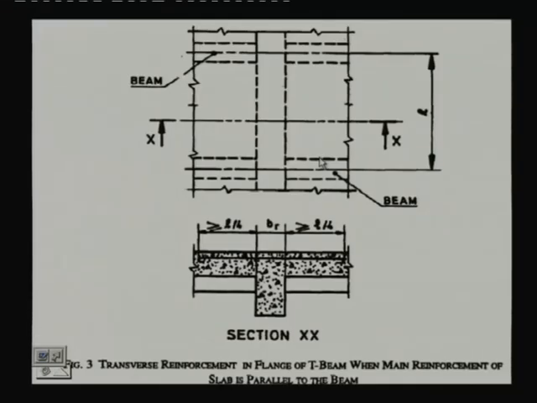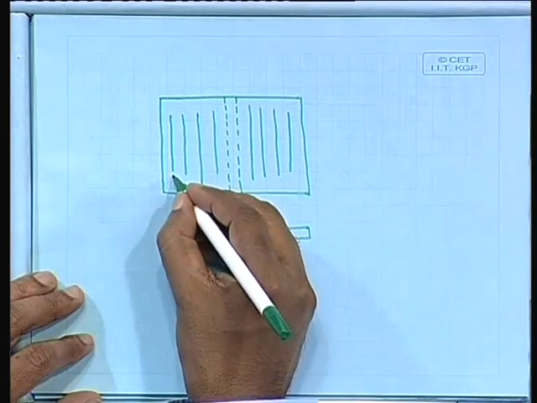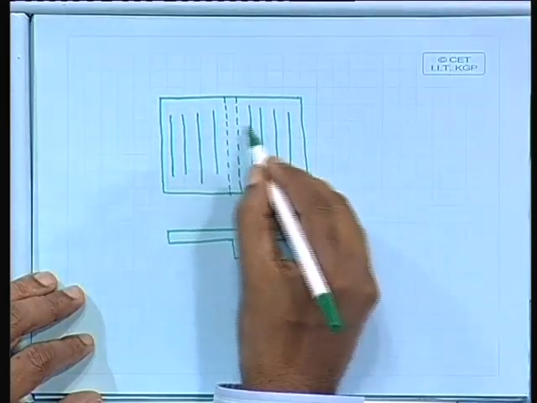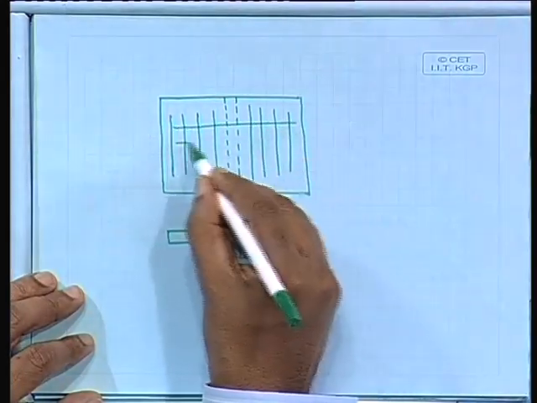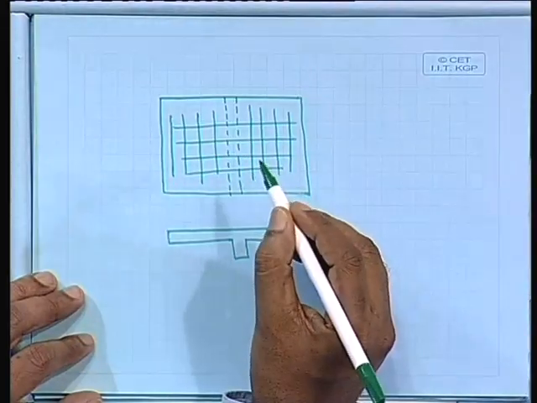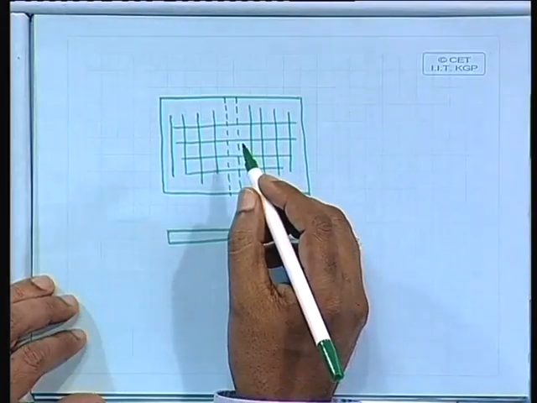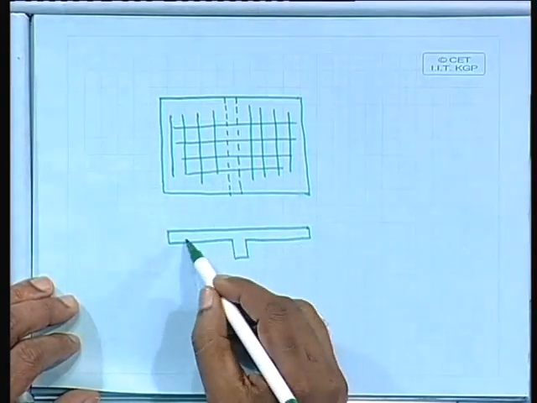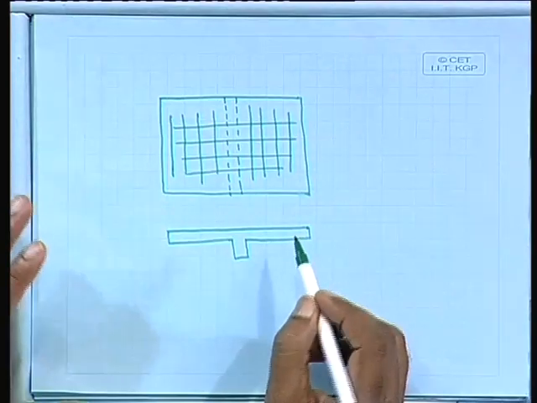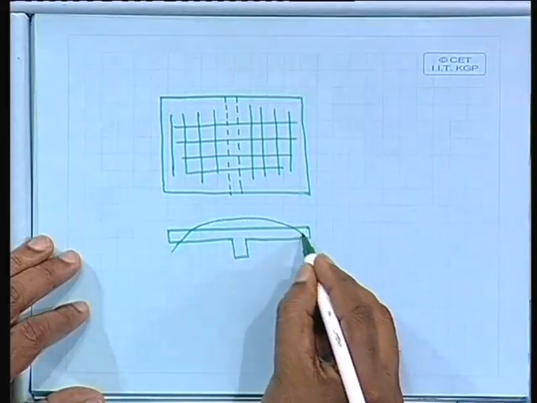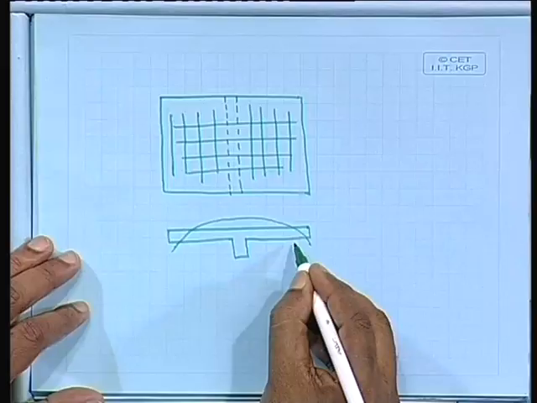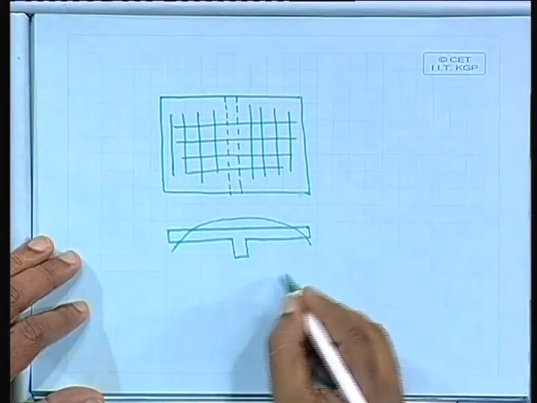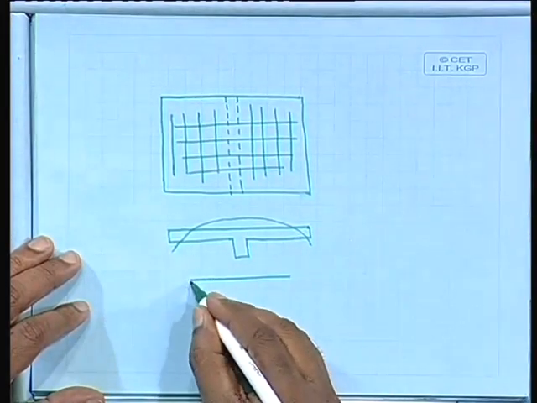So, I shall show you the main reinforcement of the slab along this line. Our transverse reinforcement we have to provide this way, and that should not be less than 60% of the main reinforcement. In that case also we can take the slab as part of the flange of a T-beam. So, it bends along this line, and whenever the beam bends, the slab should resist. So, we shall get some equivalent length of the flange.